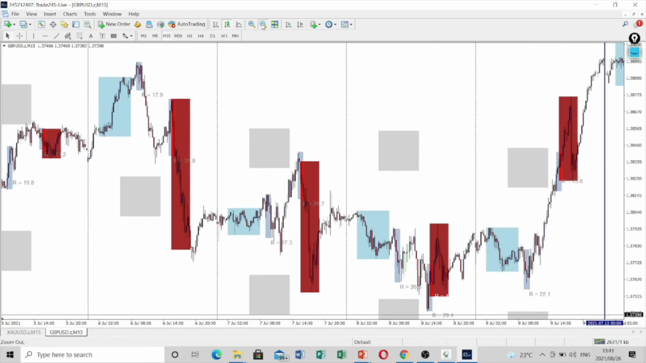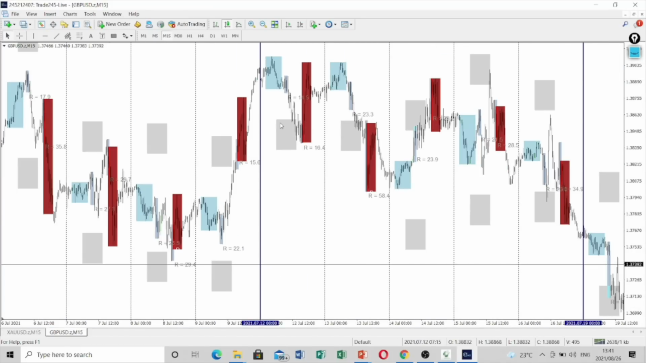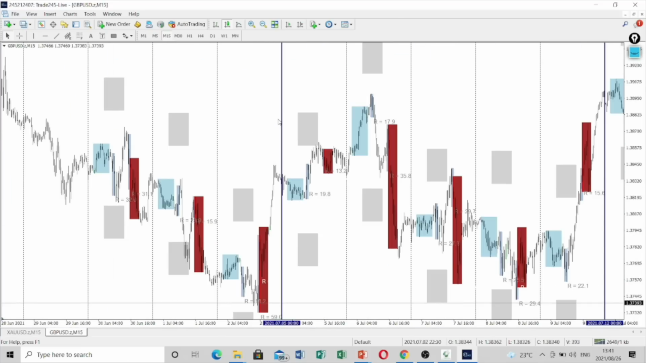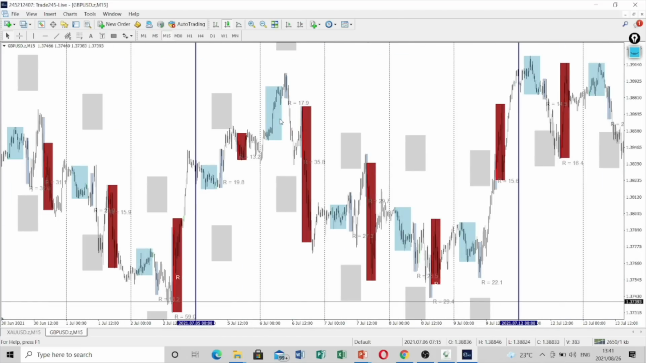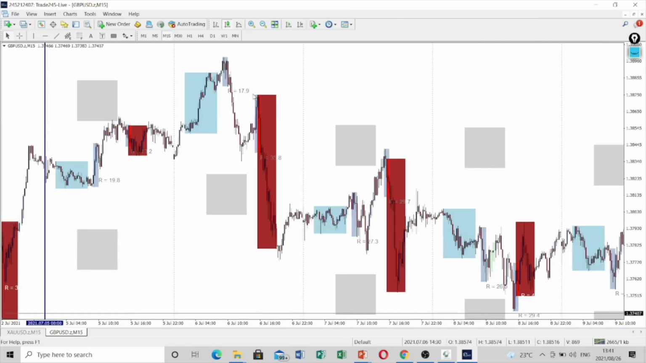Now if I zoom out, you will notice that the solid blue lines would mark the end and start of each week. Now I want you guys to grab this concept. This is on a 15-minute. We follow the weekly cycle.